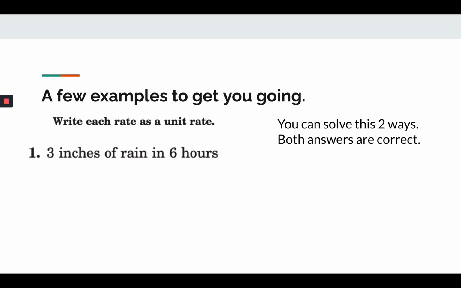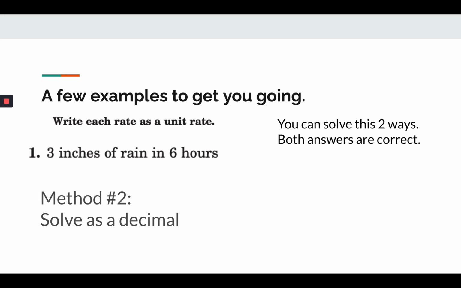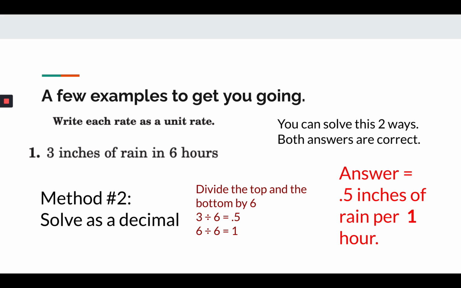The other method is the decimal method. Divide the top and the bottom by 6. 3 divided by 6 is 0.5, and 6 divided by 6 is 1. And that is your answer. 0.5 inches of rain per 1 hour. Either way is correct. You could solve it as a fraction over 1 hour, or you could solve it as a decimal over 1 hour.